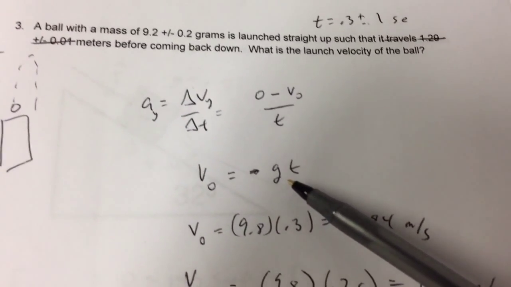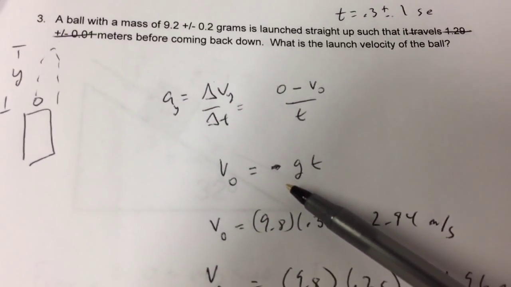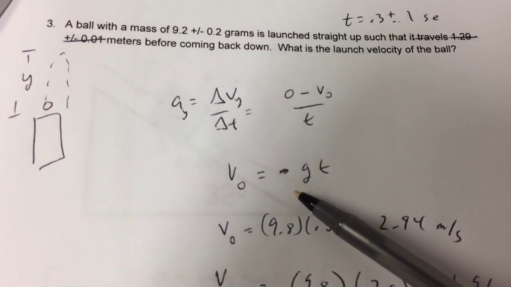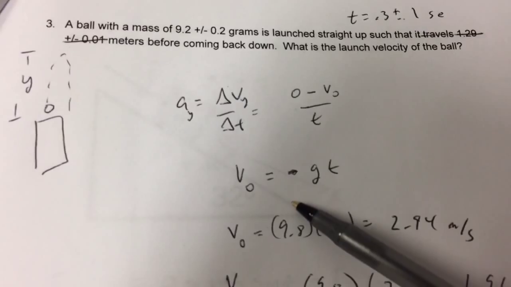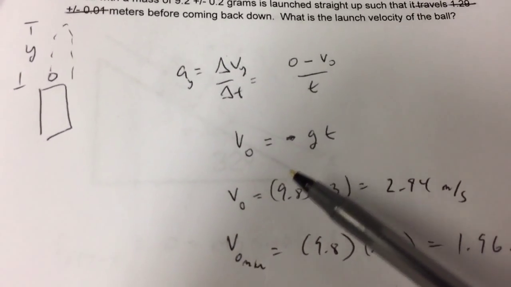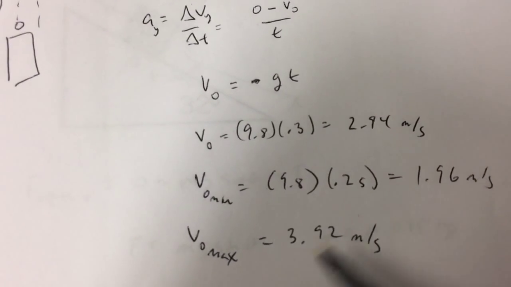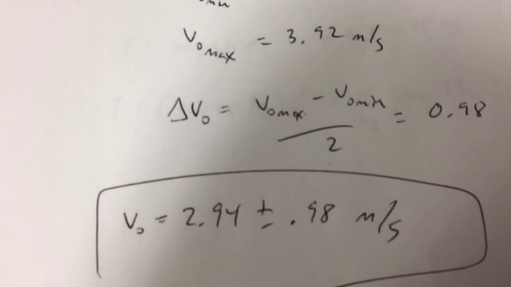A lot of you put 1/2 in there. You're just memorizing an equation that didn't apply here, so you've got to be very careful. 1/2 would be true if you had the time to go up and down, but that's not the case here. So you've got to be careful about using equations where they don't apply. Now all I have to do is put in the minimum time, the maximum time, and then the uncertainty is max minus min over 2.